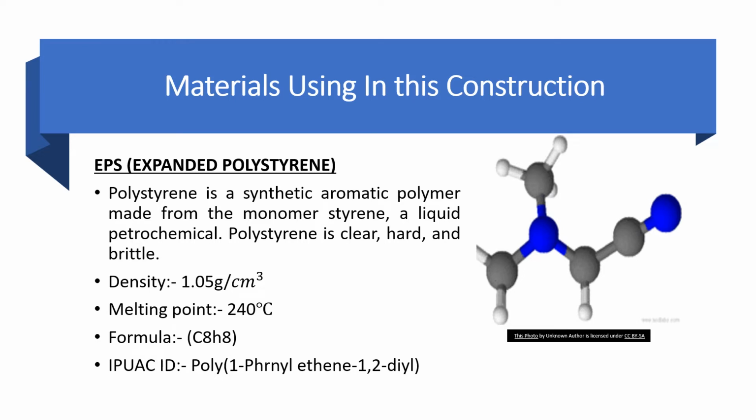Now, the material used in this construction is EPS, expanded polystyrene. In the figure, this shows the EPS structure. Polystyrene is a synthetic aromatic polymer made from the monomer styrene, a liquid petrochemical. Polystyrene is clear, hard and brittle. Density 1.05 gram per centimeter cube. Melting point 240 degrees centigrade. Formula C8H8.